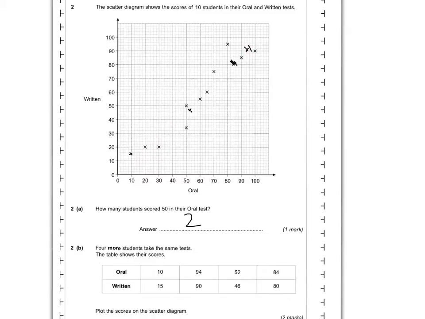You would probably expect someone getting 0 in one test to maybe get 0 in the other. But here I'm just going to follow the line. I'd use a ruler to do this, and I'm going to go like that. Okay? So that is my line of best fit.